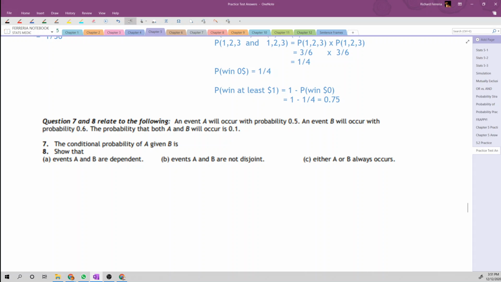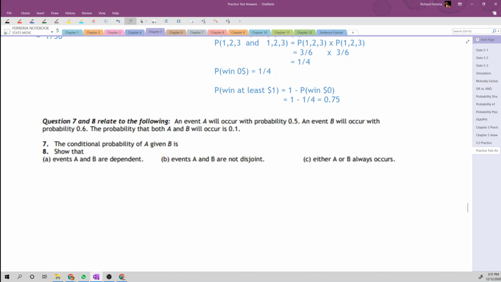Okay, we are moving right along here with our Chapter 5 practice test. We're on questions 7 and 8 now. An event A will occur with a probability of 0.5, and an event B will occur with a probability of 0.6. The probability that both A and B will occur is 0.1.